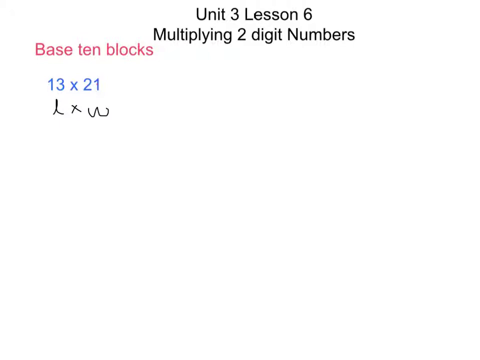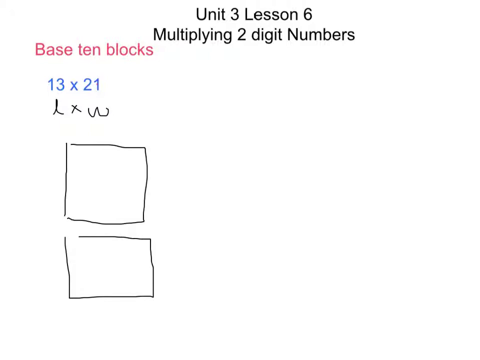So if our length was 13, students would know that a 100 block has a length of 10. Now if we were to add another 100 block down here, our length would now be 10 plus 10, which would be 20. So that's too much, right? So we'll just erase that one. So that would be too much.